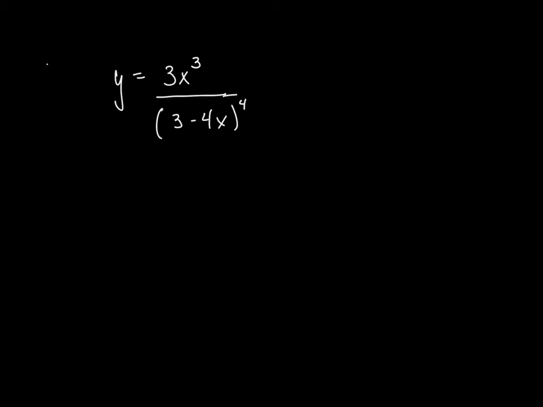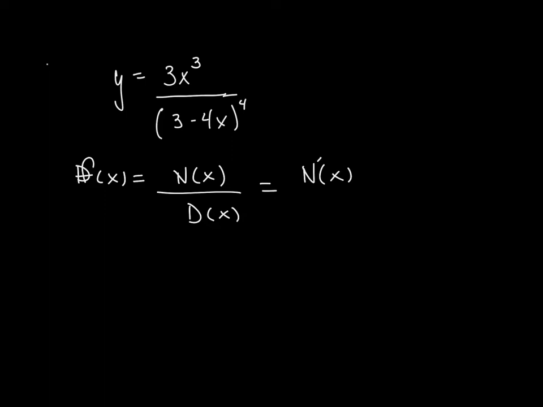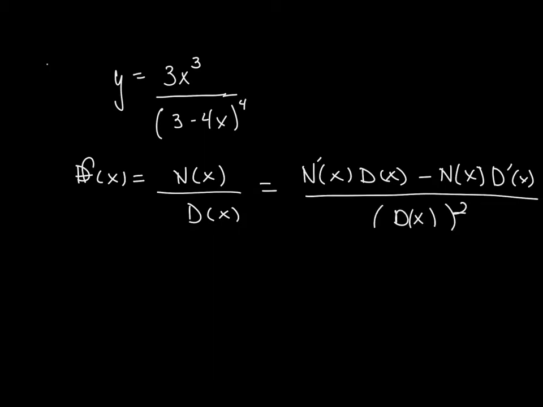The extended power rule, which is really the chain rule, and the quotient rule. So if we first look at the quotient rule, let's say I have some function f of x. I have the numerator and the denominator. Therefore, the quotient rule says I take the derivative of the numerator times the denominator minus the numerator times the derivative of the denominator, all over the denominator squared.